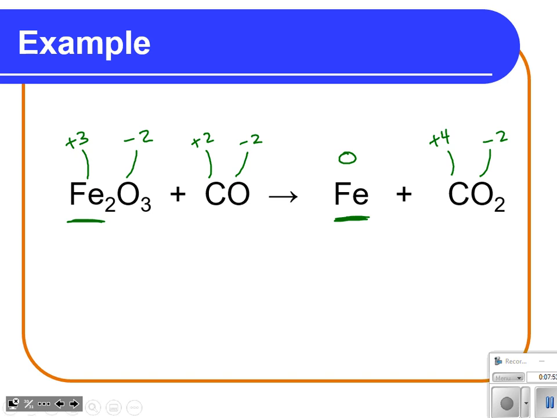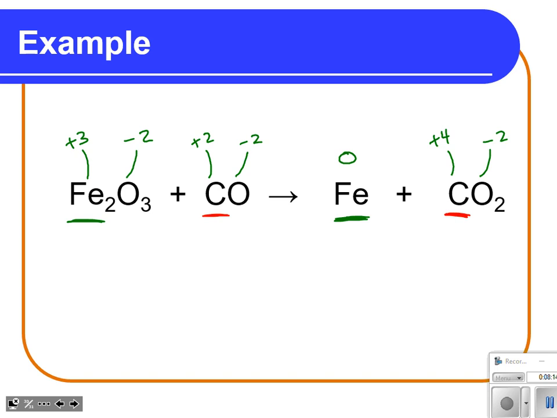The other change that I see: my oxygens are all -2, so that's got to leave my carbon right here. My carbon on the reactant side is a +2. My carbon on the product side is a +4. So I have identified which atoms are changing, okay? So let's look at this.